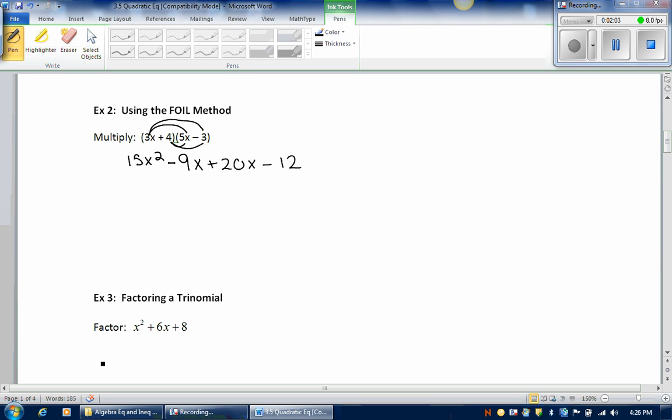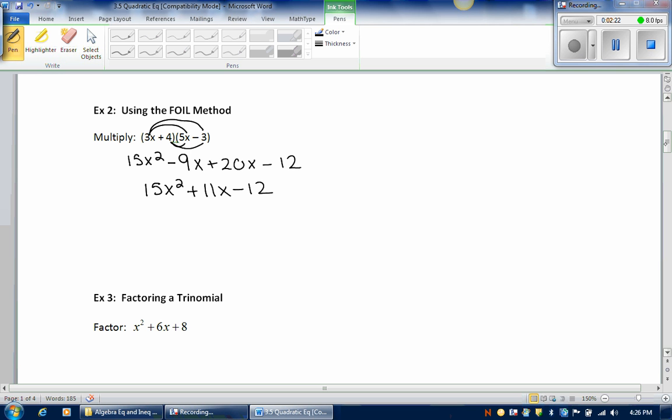The next thing we have to do is combine my center terms, my like terms. 15x squared doesn't have a like term, so that stays. Negative 9x plus 20x is positive 11x, minus 12.